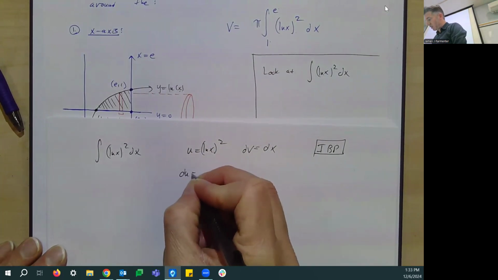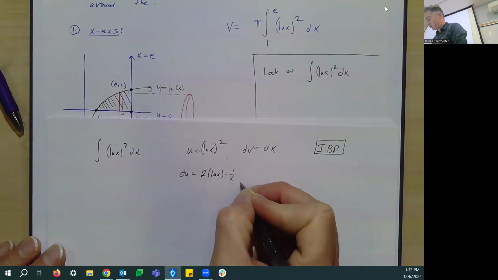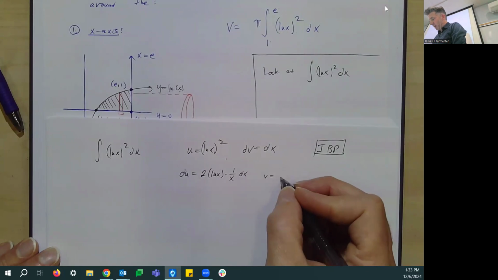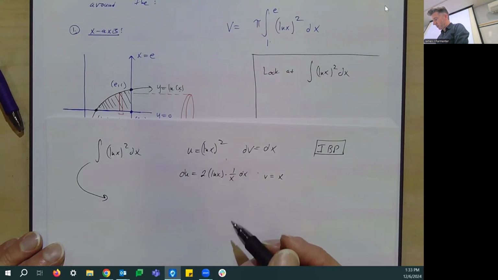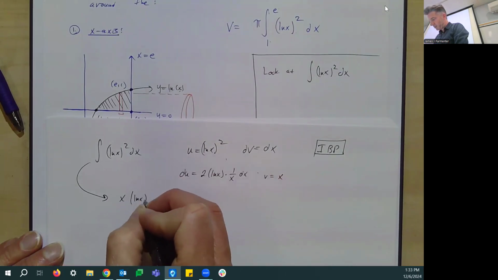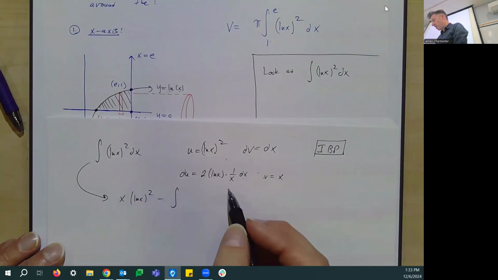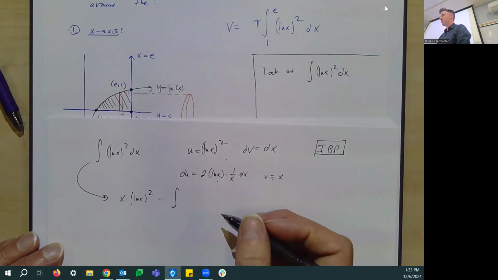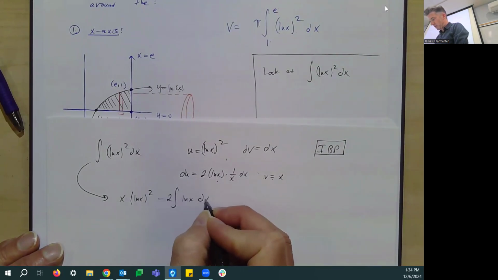Here, your du is going to be 2 times the natural log of x to the first times the derivative of the natural log of x, which is 1 over x times dx. And your v is going to equal x. So then, writing out the formula, ultraviolet super voodoo, it's going to be x times the natural log of x squared minus the integral of v times du. Now, let's be clever here. If we multiply v times du, we can see that the x times 1 over x is going to cancel out. Let's also put the 2 out in front. So we get 2 times the integral of natural log of x dx.